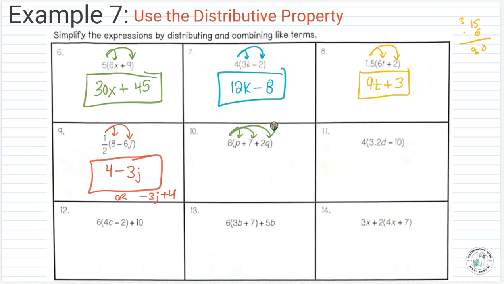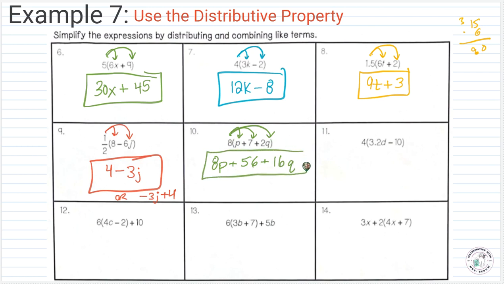So whatever's on the inside of those parentheses, however many terms, whatever's on the outside, you multiply everything that's on the inside of those parentheses. So 8 times p is going to be 8p. 8 times 7, that's going to be 56. 8 times 2q will be 16q. And you are welcome to leave your answer just like this.